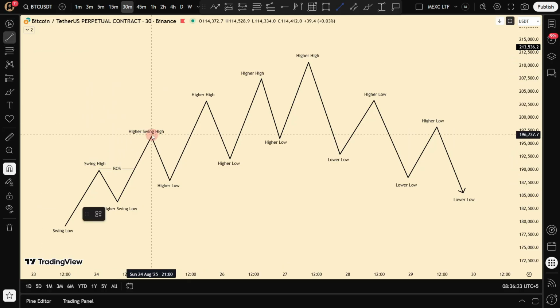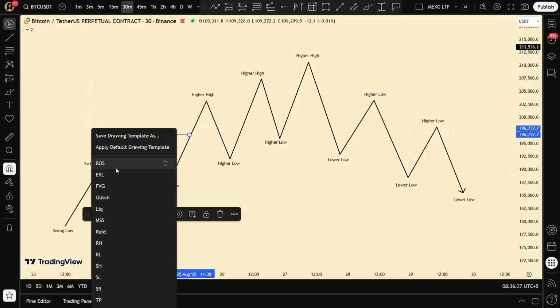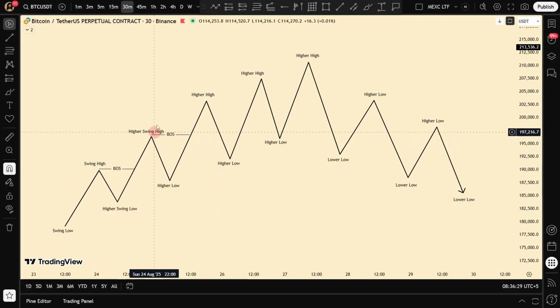It starts going back up until it breaks the structure again. It breaks the previous swing high, which was the higher high relative to this. So this was the previous swing high. We broke it. We closed the body above it. And now our previous higher low relative to this, right? This is validated. It's a confirmed higher low.